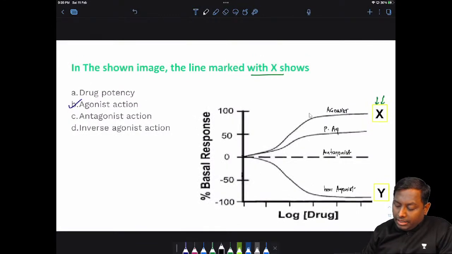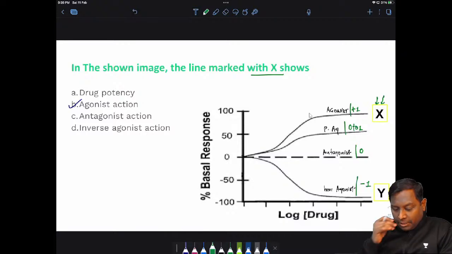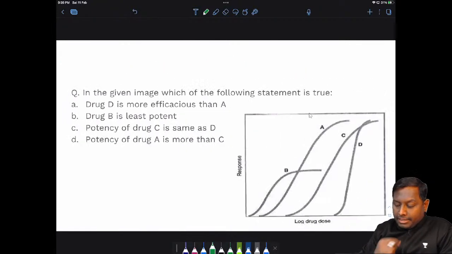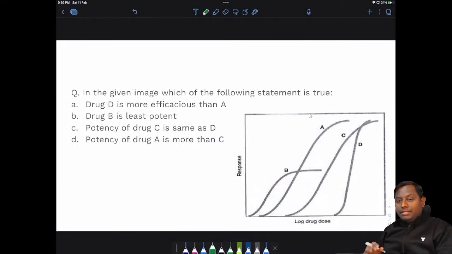With respect to intrinsic activity score, agonist has an intrinsic activity score of +1. The partial agonist will have any score from 0 to 1. Antagonist will have an intrinsic activity score of 0, and inverse agonist has an intrinsic activity of -1. I hope it is making sense to all of you. Next one is similar to this, which I have already taught you. You can easily do this question.